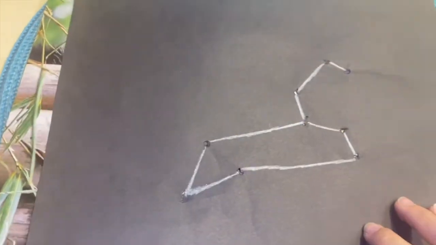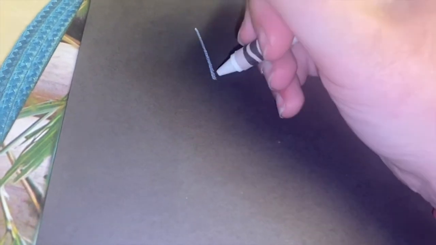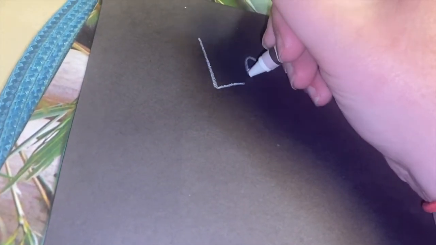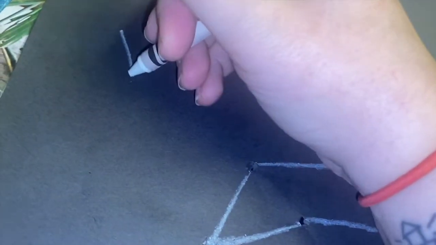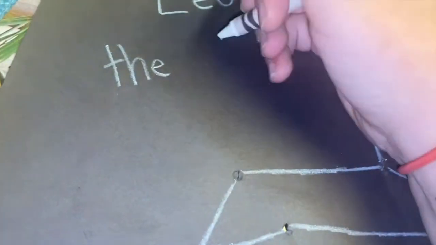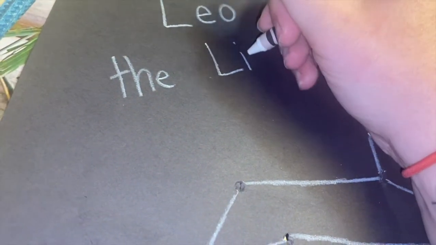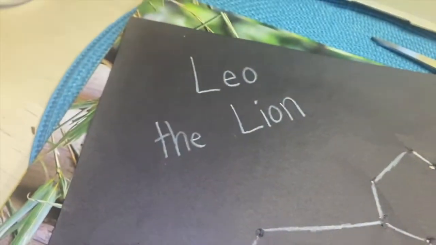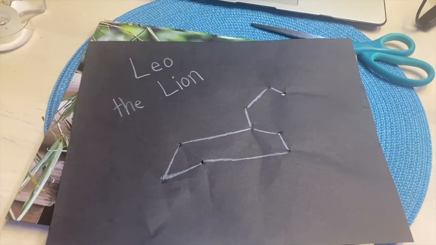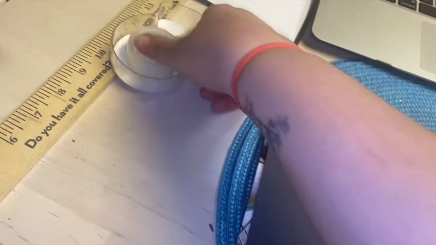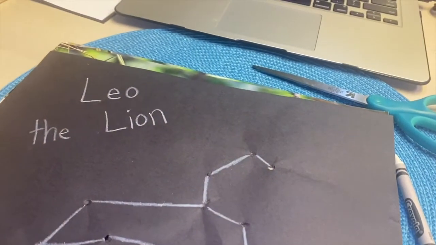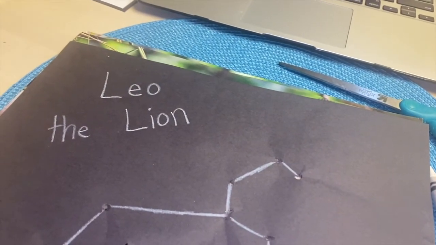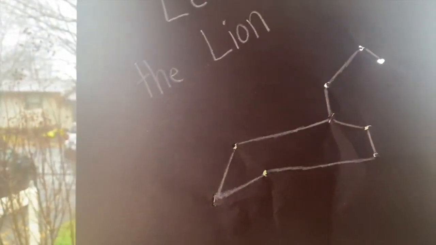And the last thing I want to do on my paper is label it. I'm going to use my best handwriting. Leo the lion. And now I'm done. So the next and last step is to get another piece of tape. And we're gonna hang this in the window. It's a little gloomy, the light's shining through and it looks like the stars.